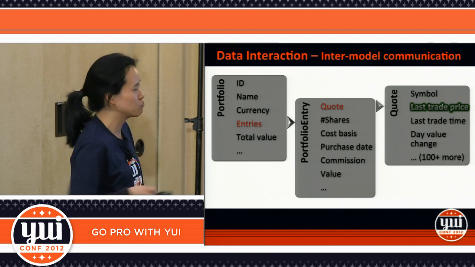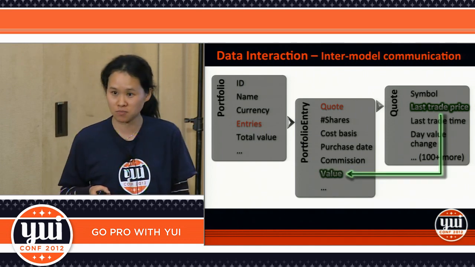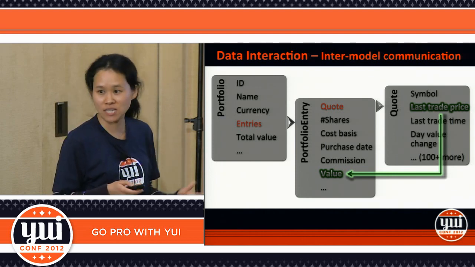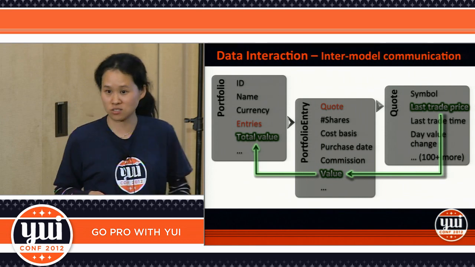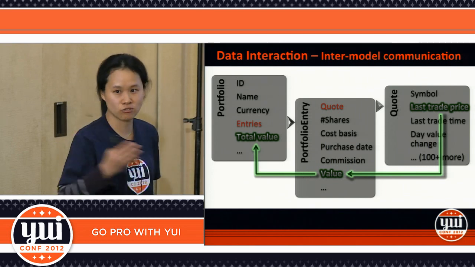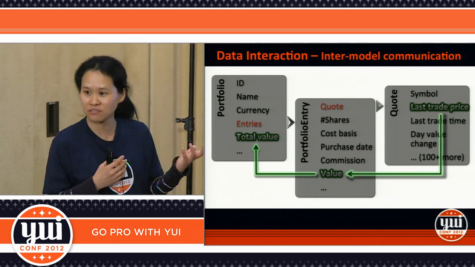Our value has to change, right? So our portfolio entry value has to change, because now all of a sudden your entry value has doubled. And when that changes, what's next? Your portfolio total value has to change, right? So these models are there, and they also have to interact. That's what we mean by bringing the model to life.